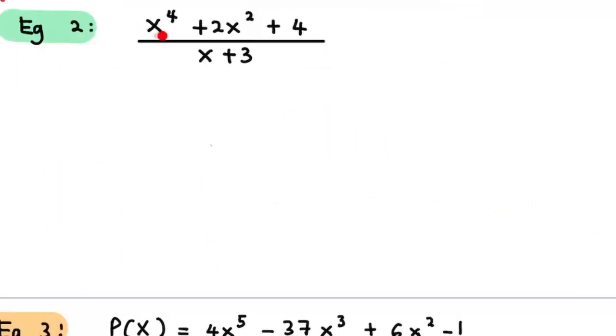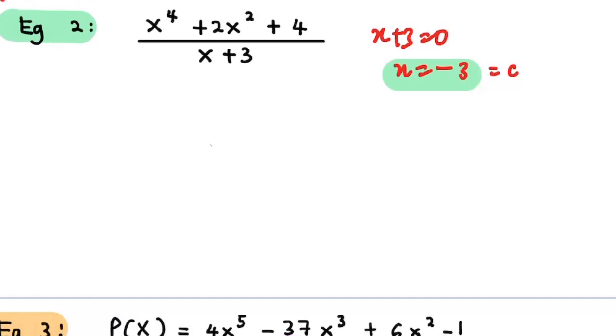Now let's proceed to the next question here. x to the power of 4 plus 2x squared plus 4. Now we want to divide it by x plus 3. So first step, let us find what our c is. So let's solve. x plus 3 equal to 0. x is equal to minus 3. So meaning that now your c is equal to minus 3.